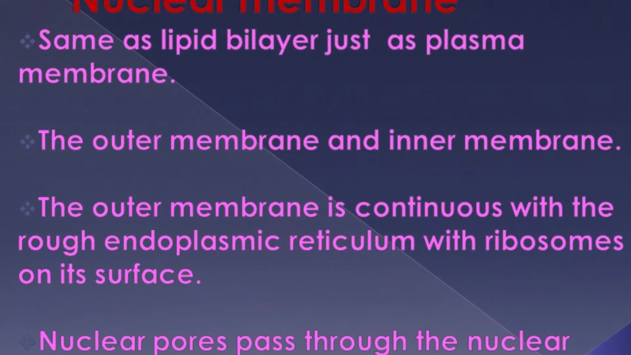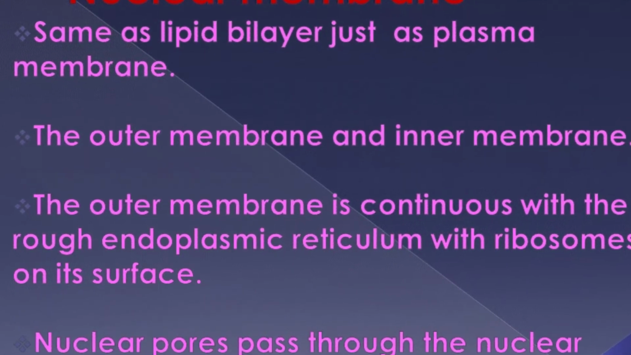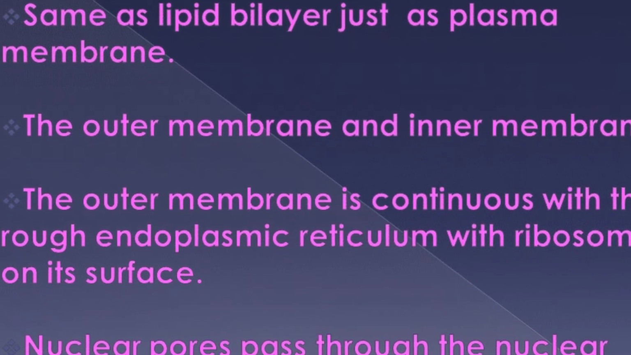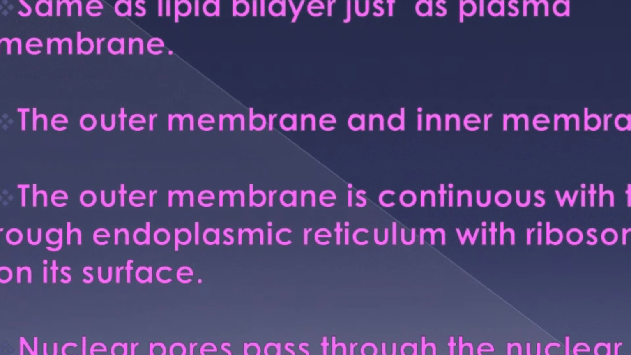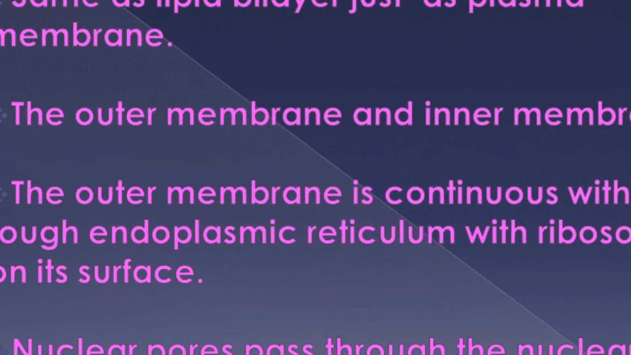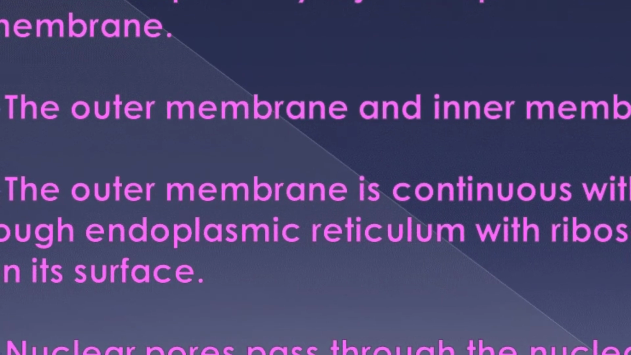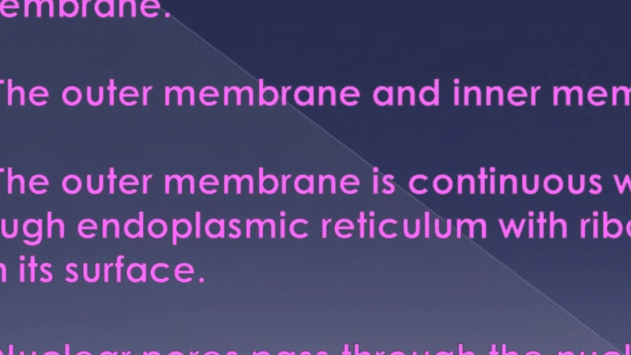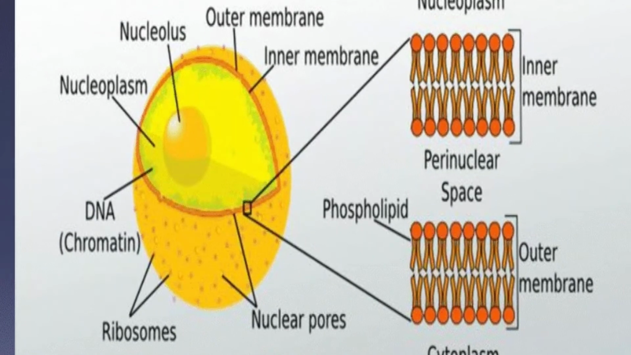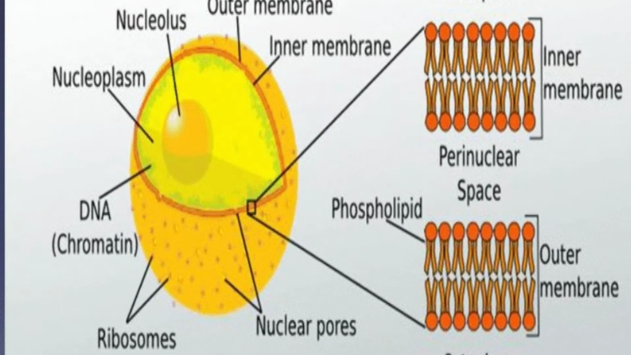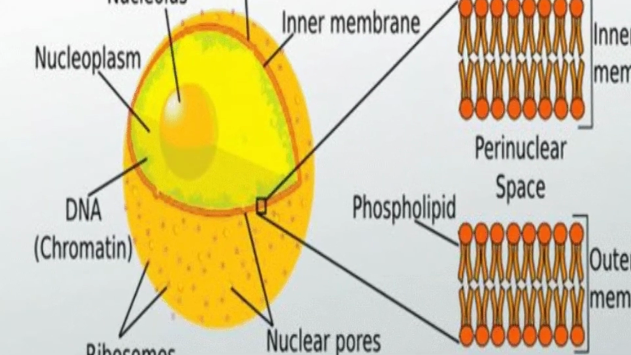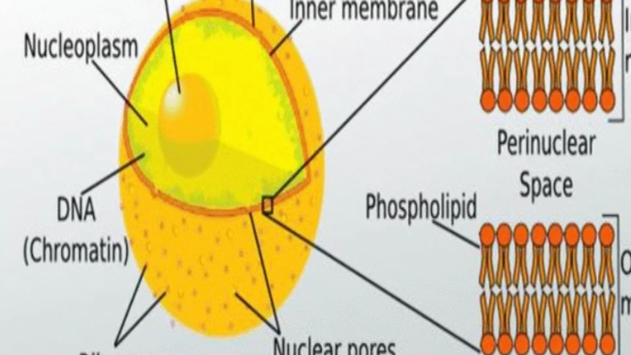Now the nuclear membrane has the same lipid bilayer structure as the plasma membrane. There is the outer membrane and the inner membrane. The outer membrane is continuous with the rough endoplasmic reticulum, with ribosomes on its surface. Nuclear pores pass through the nuclear membrane. Now friends, here is the structure of the nuclear membrane, the outer layer and the inner layer. Between them there is a perinuclear space.